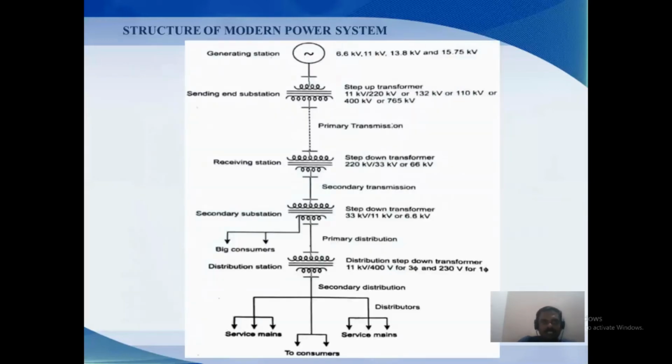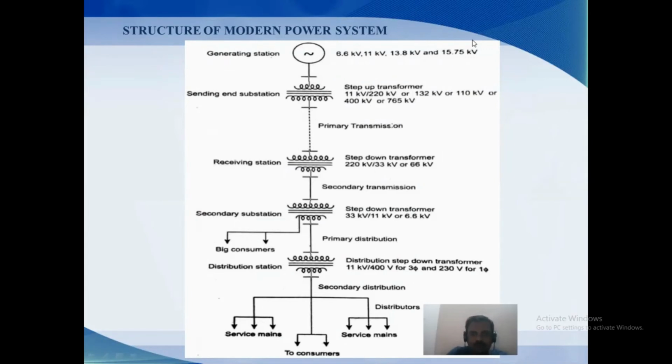Now we have to discuss the structure of a modern power system. The modern power system consists of generating stations, transmission lines, and a distribution system. All power systems may not have all the components. Some small power systems only have the generating stations and the distribution system. Some other power systems may not have the distribution system. They only have generating stations and transmission lines, then directly from the transmission lines to another substation.